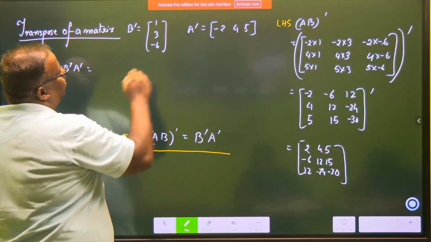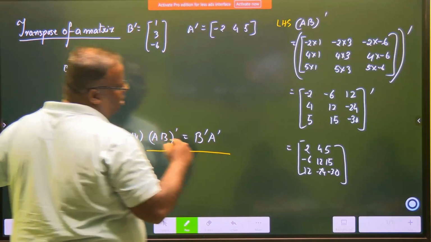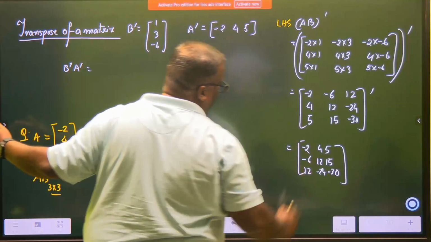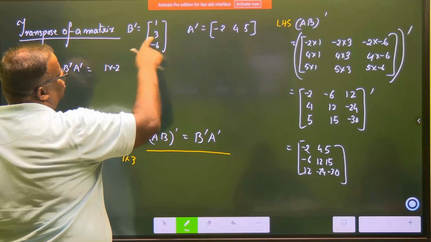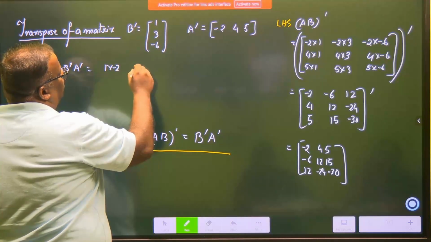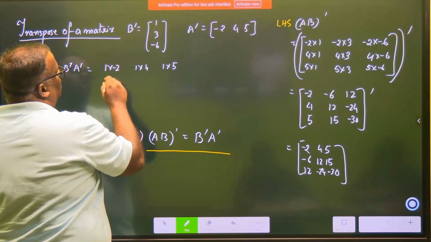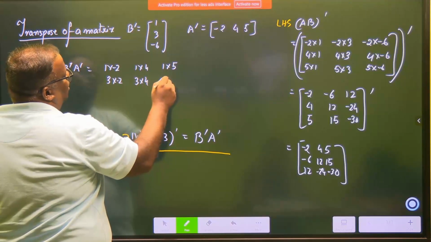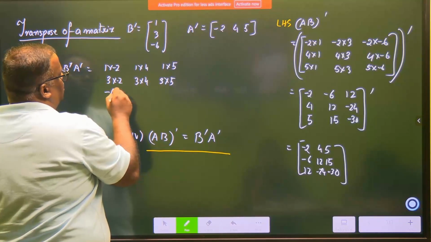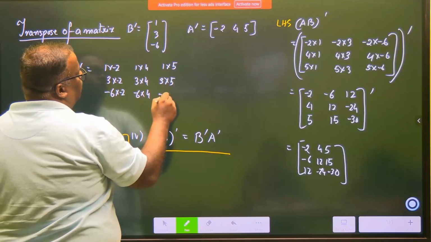So 1 into A is negative 2. So 1 multiplies with negative 2, rows multiplies column, then 1 multiplies 4, 1 multiplies 5. This is the row. Then 3 multiplies negative 2, 3 multiplies 4, 3 multiplies 5. Negative 6 multiplies negative 2, negative 6 multiplies 4, negative 6 multiplies 5.